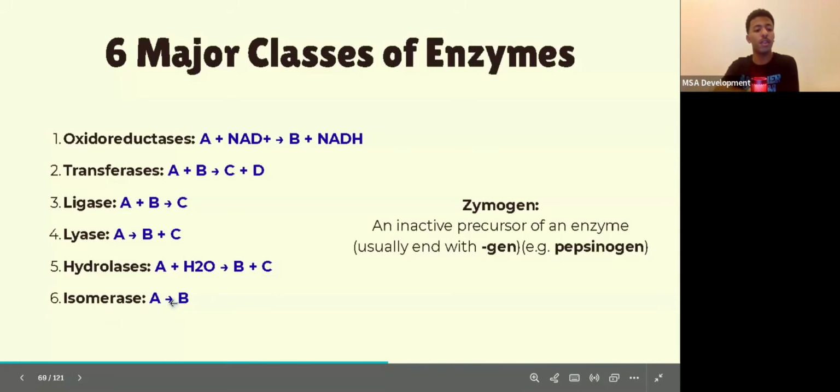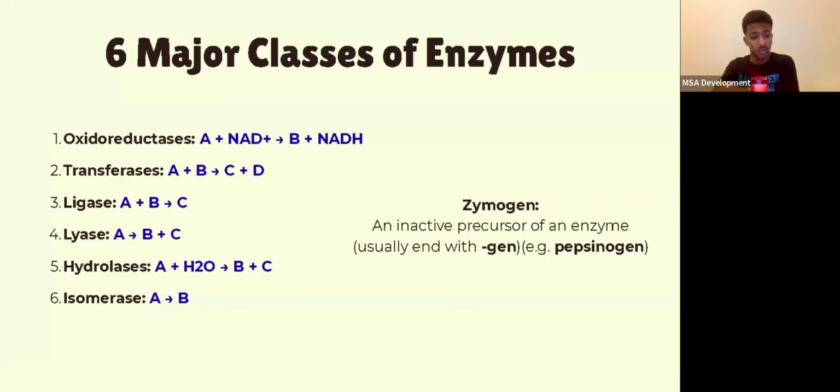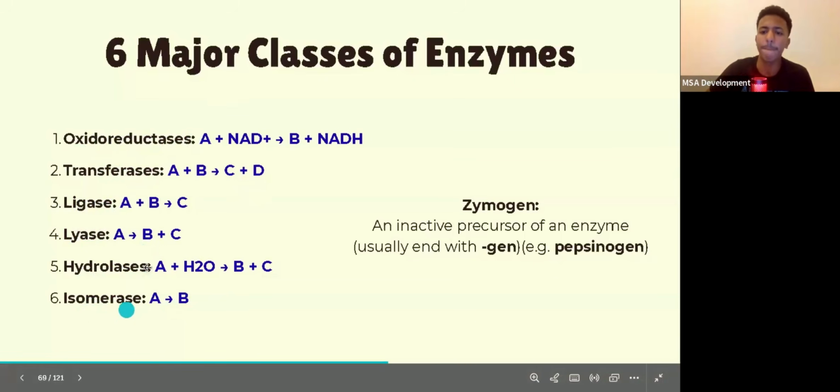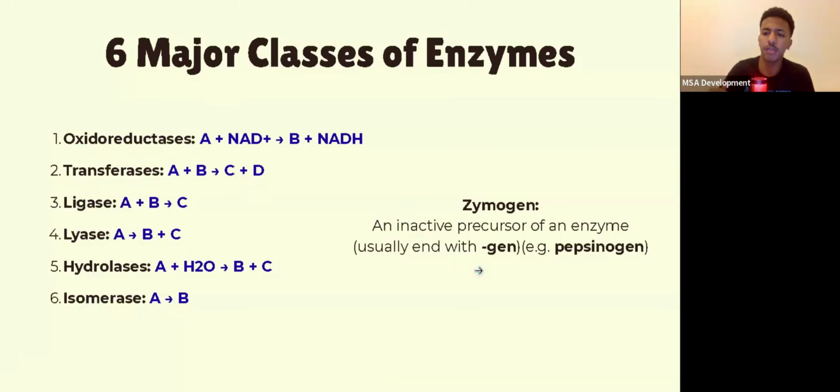Now, this is important, and you may get a question on this, on any of those. Remember, quick review: oxidation reduction, oxidoreductase; transfer, transferases; join, ligase; cut, lyase; cut with water is hydrolase; and change the looks or shape is isomerase. And then we have zymogens, and zymogens are the inactive precursor of an enzyme. And they usually end with the suffix gen. So an example is pepsinogen, which gives us pepsin.